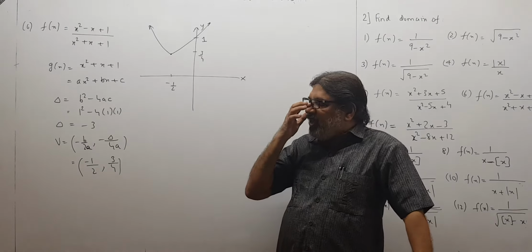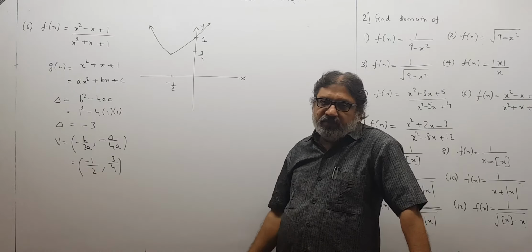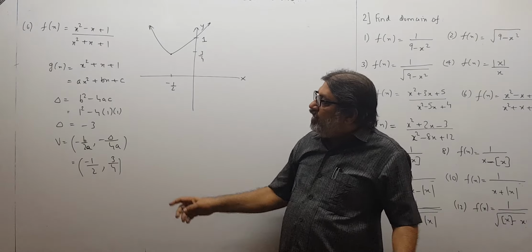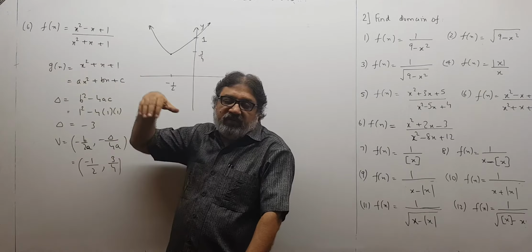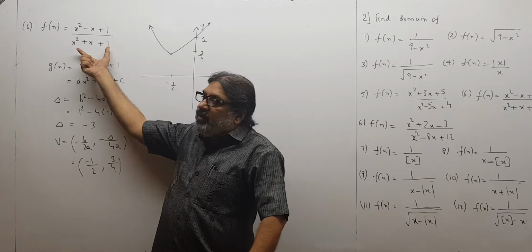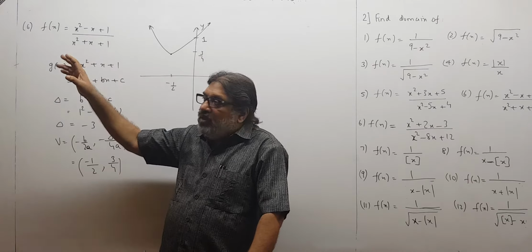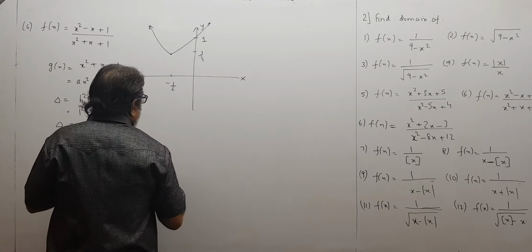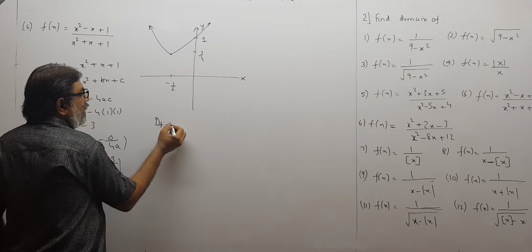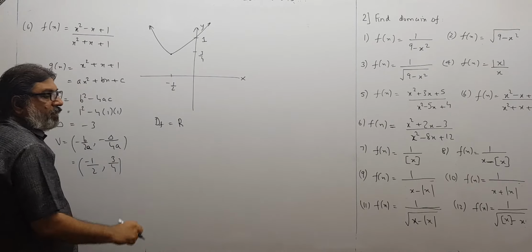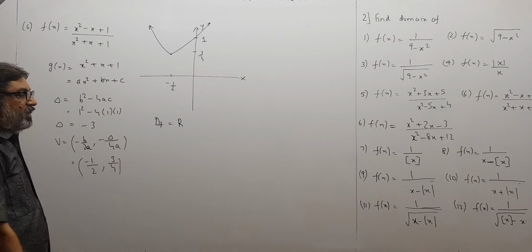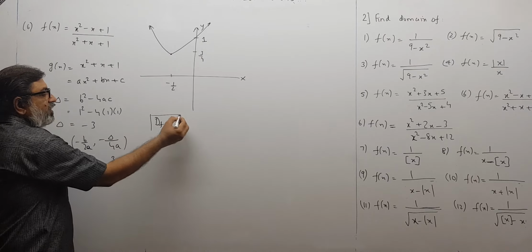So children, you can realize that this graph will never be 0. It is never touching the x-axis. Therefore, whatever value of x you take, this will always remain positive. This will never become 0. So that means it will not create trouble for us. So what is the domain? Domain of the function will be R, because there is no x which will make this 0. So we should not worry about anything. Simply the domain is entire set of real numbers.